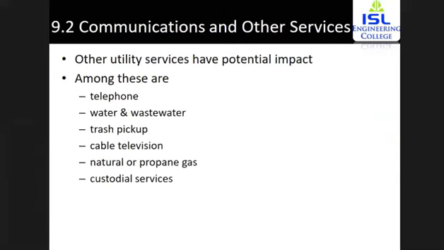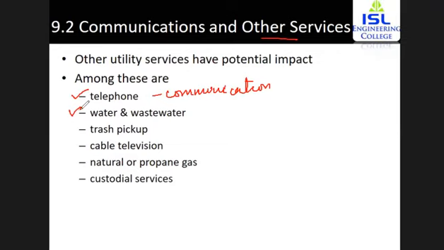The next is communication and other services. Now, other utility services have potential impact. In here, we have seen internet issues can be there, communication issues can be there, and different other services. Now, what are these other services? If the telephone network goes down, again, that is going to impact the communication between the different vendors or the end users. Water and wastewater: if you do not have proper water supply, or the wastewater is not being removed out of the organization, then again it causes an issue.